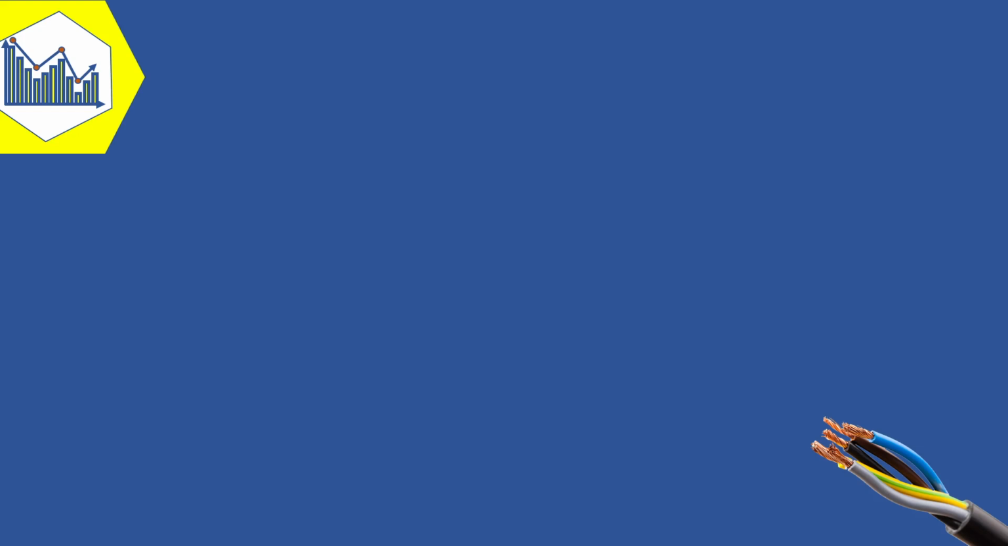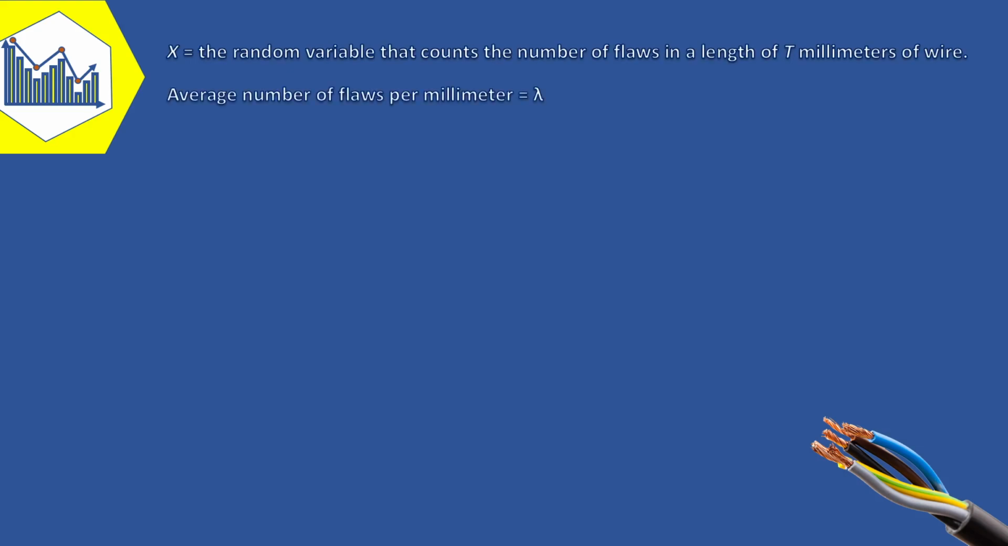Let X denote the random variable that counts the number of flaws in a length of T millimeters of wire, and suppose that the average number of flaws per millimeter is lambda. We expect the expected value of X to be lambda times T, from the definition of lambda. The probability distribution of X is determined as follows.